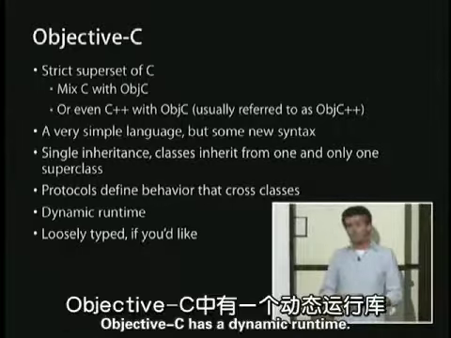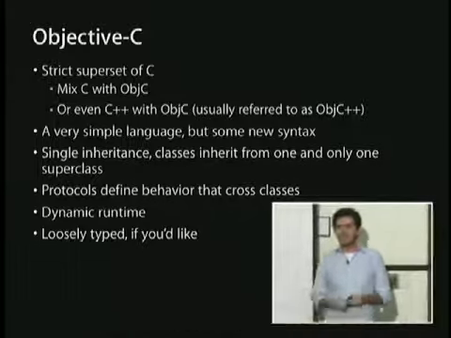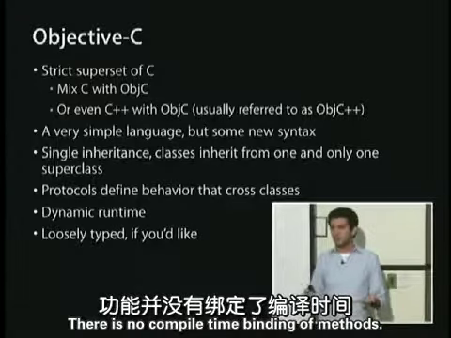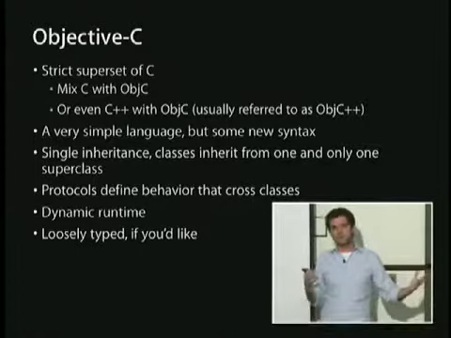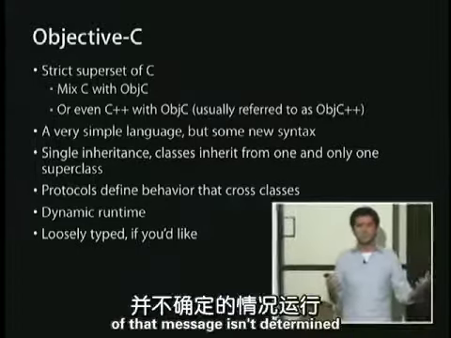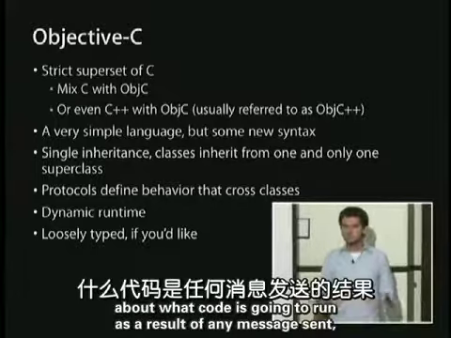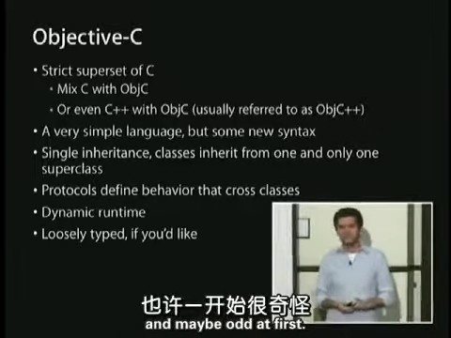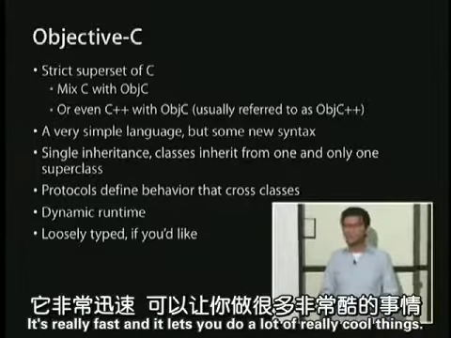Objective-C has a dynamic runtime, so it's quite a bit more dynamic than C++. Basically, all method dispatch is done lazily. There's no compile time binding of methods. So when you go to send a message to an object, the code that's going to run as a result of that message isn't determined until the message is actually sent at runtime. The compiler doesn't get to make the decision about what code is going to run as a result of any message send, which sounds a little bit interesting and maybe odd at first, and seems like maybe it's not highly efficient. But the dispatch is actually super optimized. It's really fast, and it lets you do a lot of really cool things.